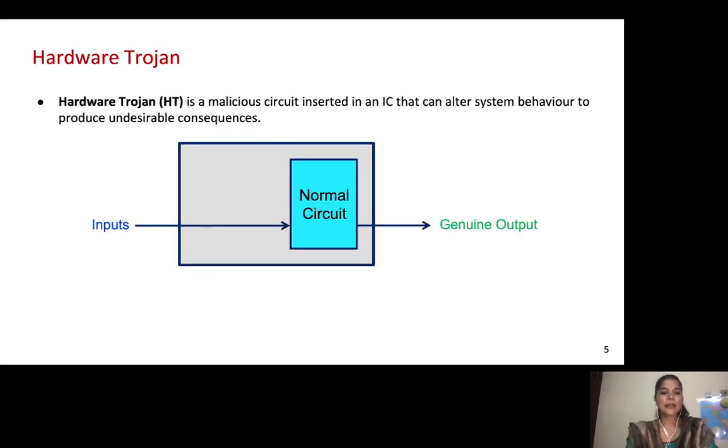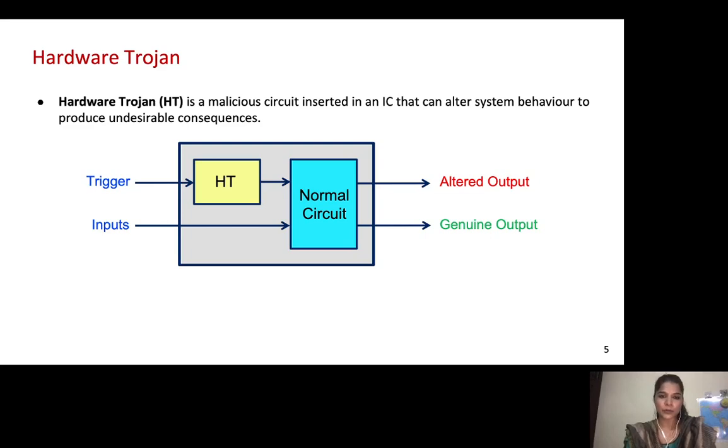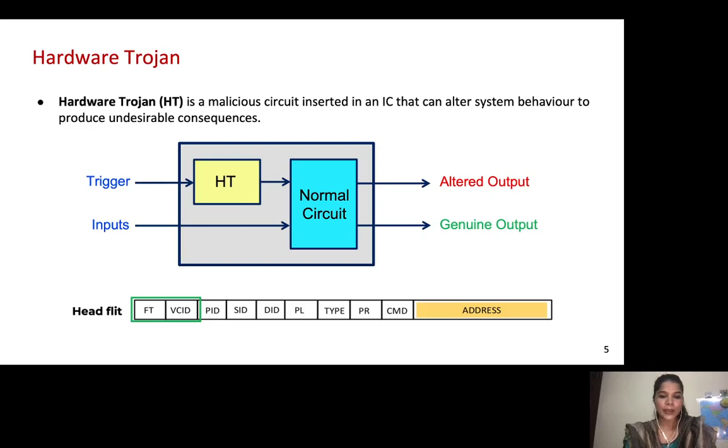Hardware Trojan is a malicious circuit inserted in an IC that can alter system behavior to produce undesirable consequences. For the normal and genuine scenario, input is given to the circuit and genuine output is produced. However, if an HT or malicious circuit is involved, upon triggering that HT, an altered output is produced. This work is intended to showcase one such case where the HT alters one of the control fields of the head flit.